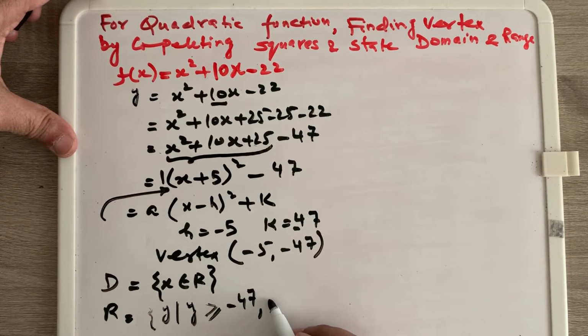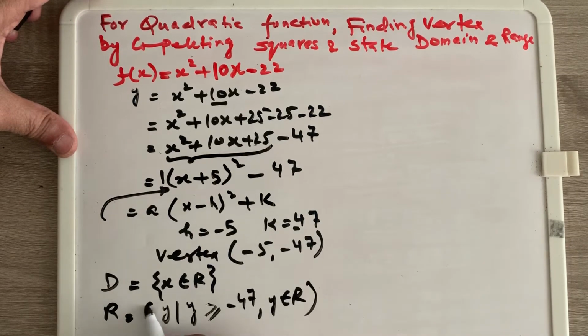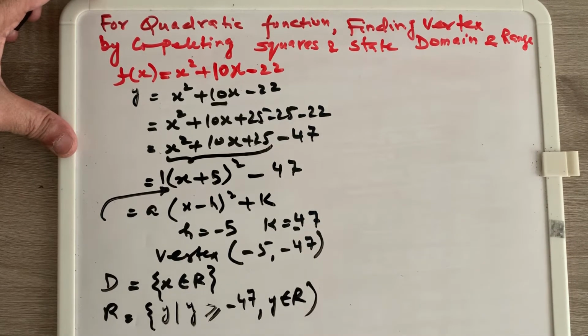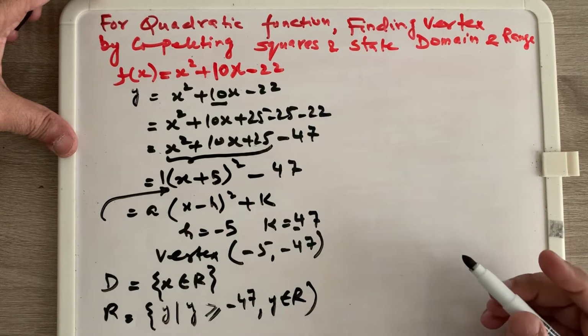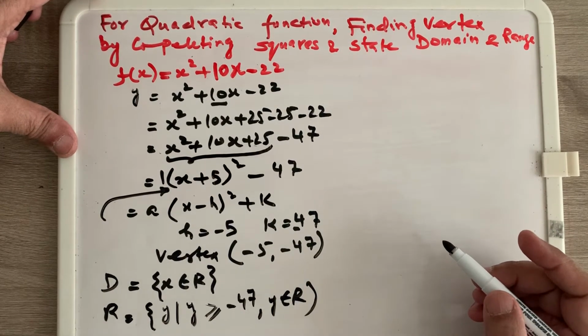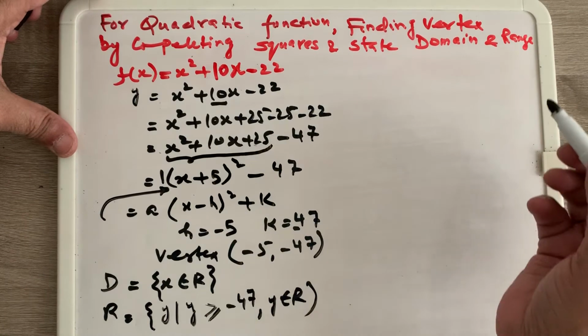So comma, we have to write y belongs to real numbers. So this is my range. We have learned already how to write the range. These are my limiting values. And now I have to find out zeros, right?